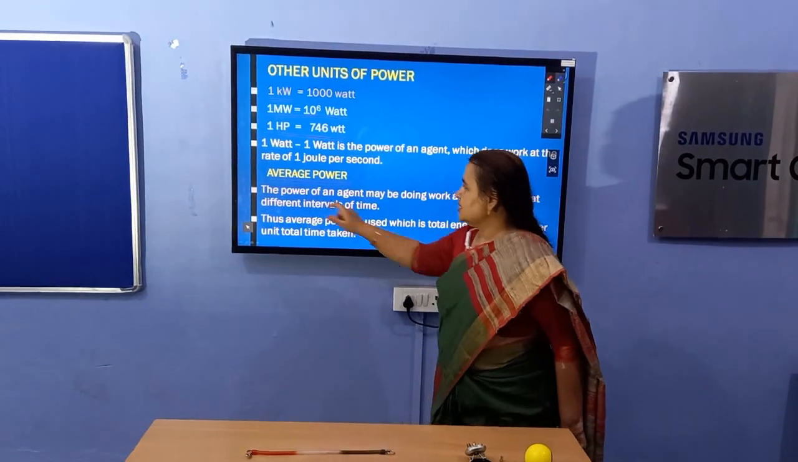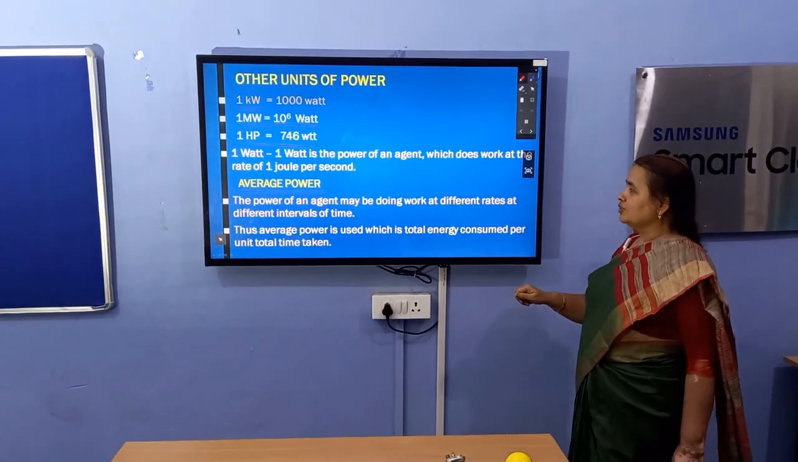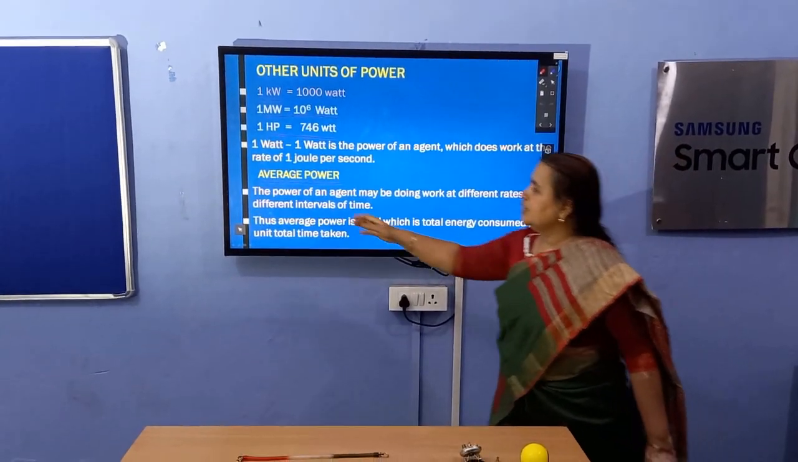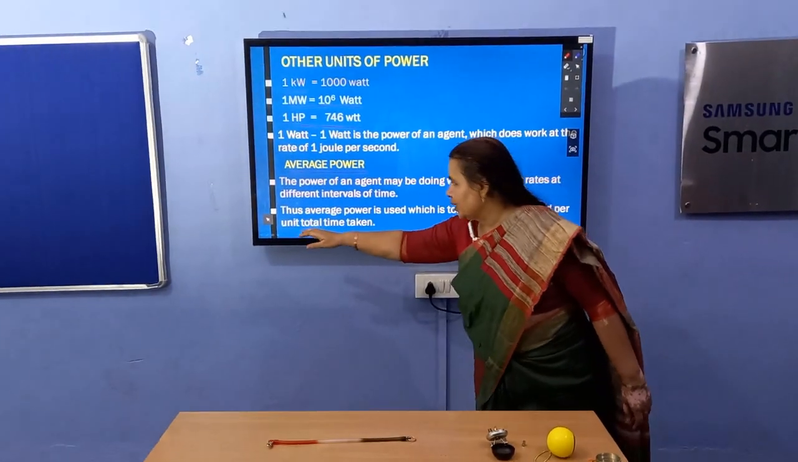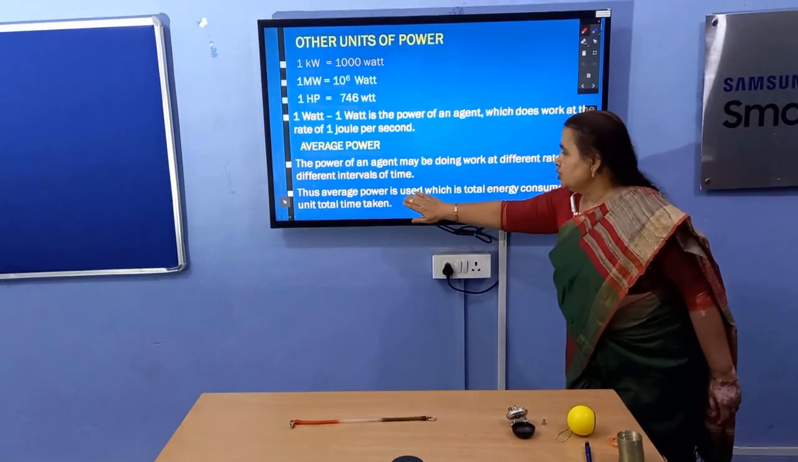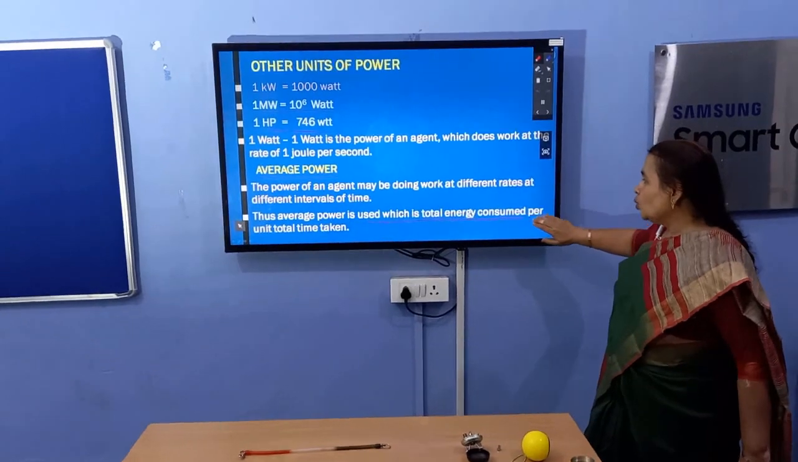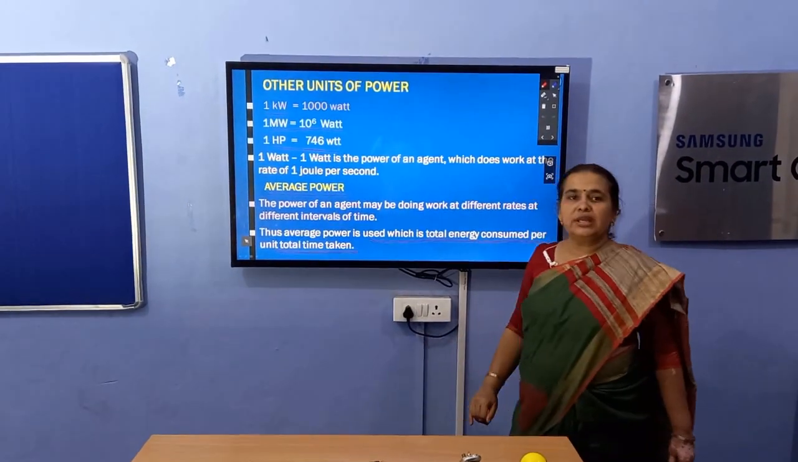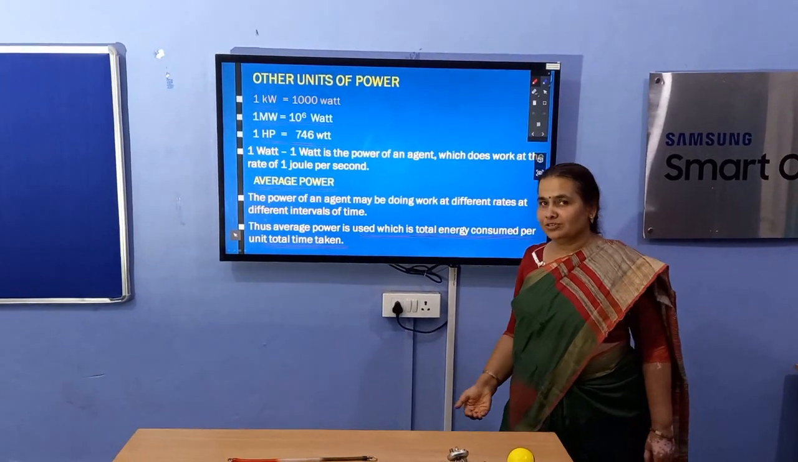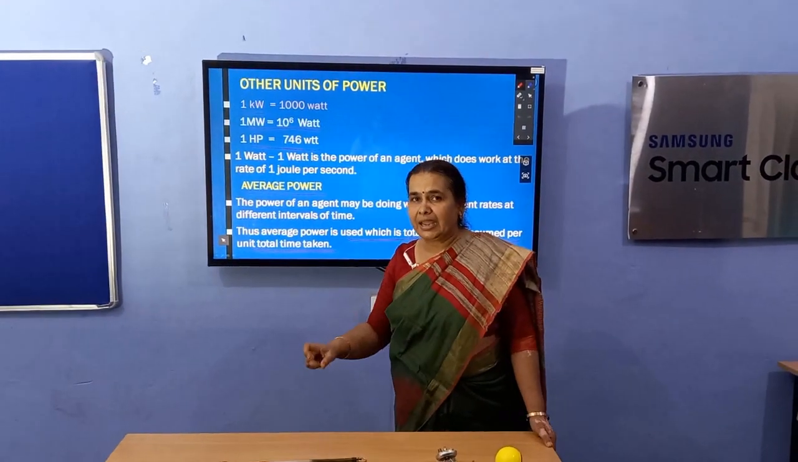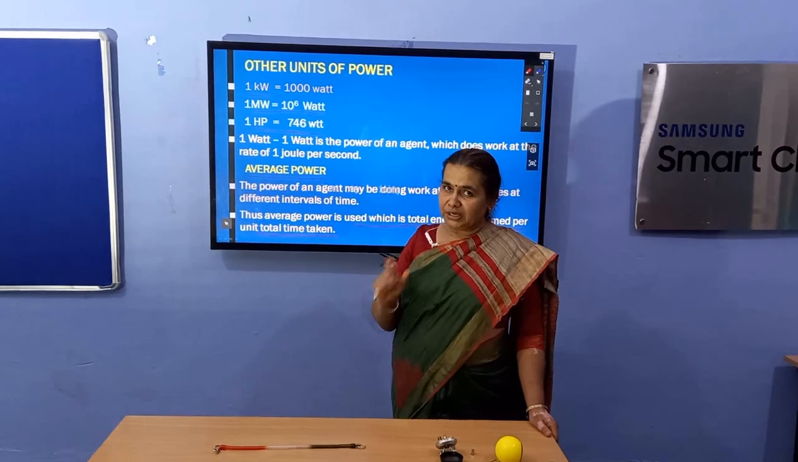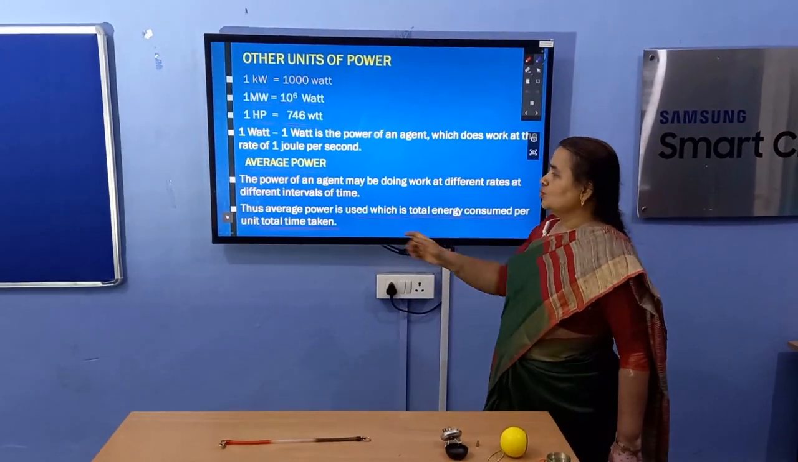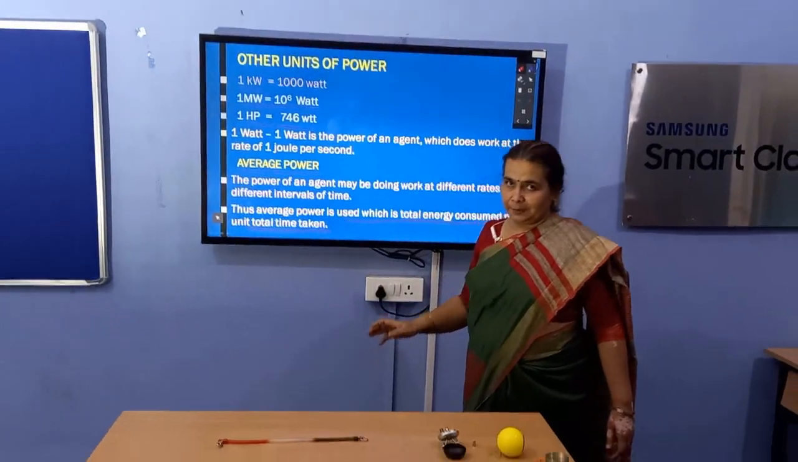Average power means the power of an agent may be doing work at different rates, at different intervals of time. That's why the average power is used, which is total energy consumed per unit total time taken. Whatever amount of work you have done in whole day and the time taken, that gives you your average power.